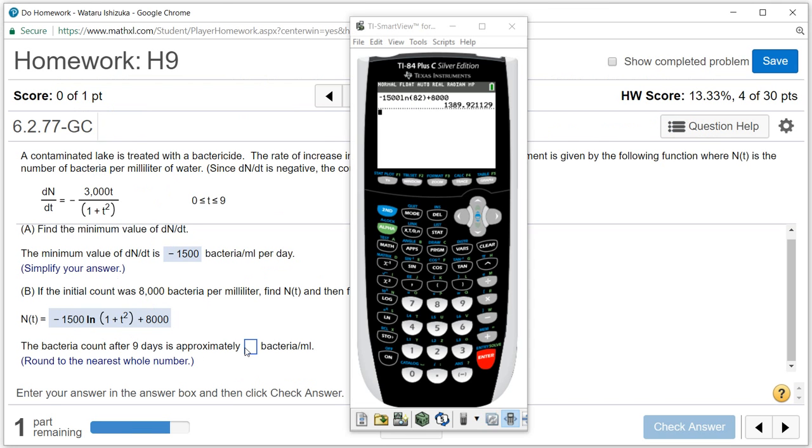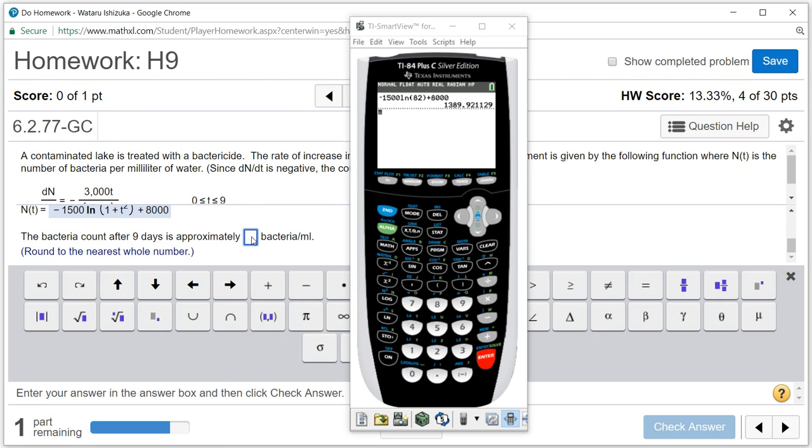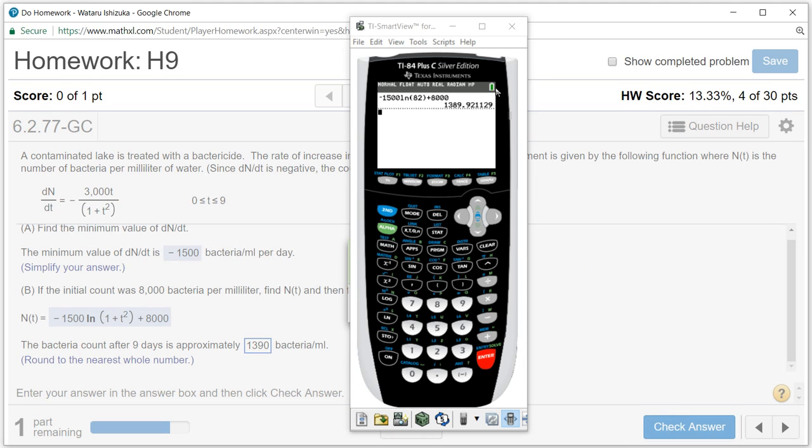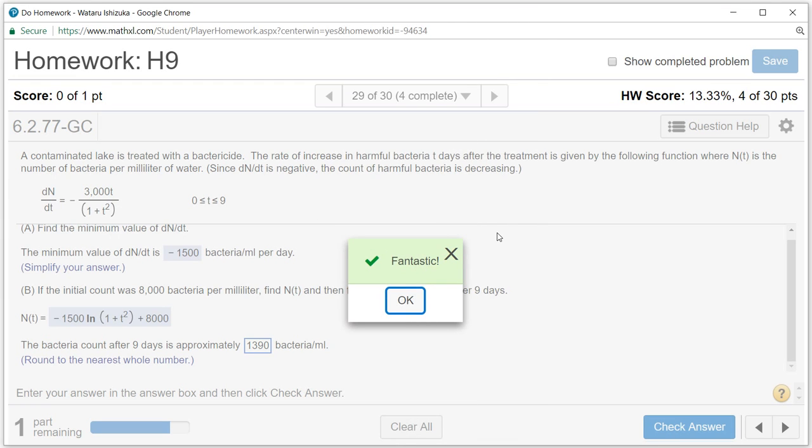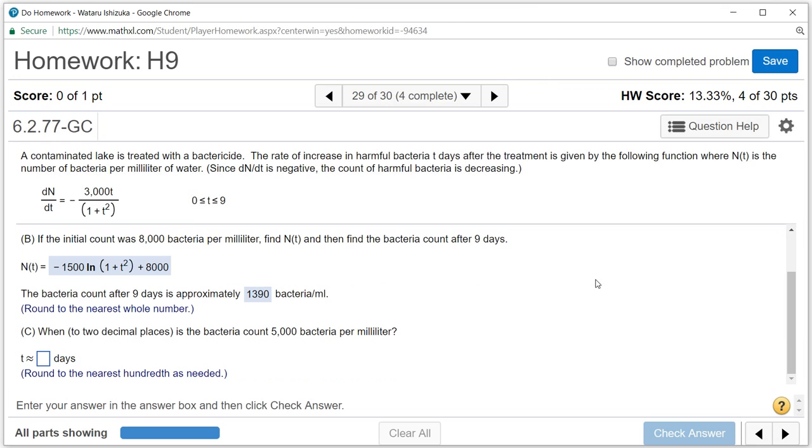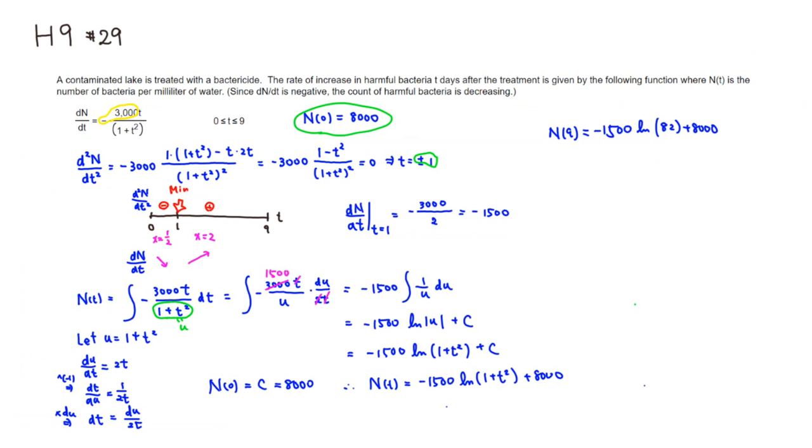So let's type it in. It came out to be 1390. Let's check the answer. All right, we got that. And when is the bacteria count 5,000 per millimeter? We just have to set the function to 5,000.